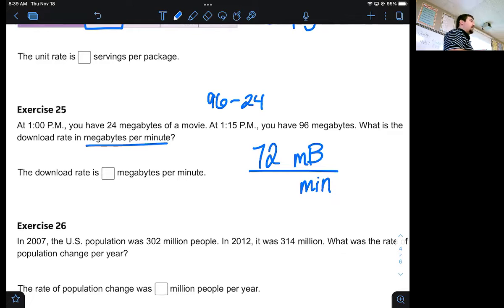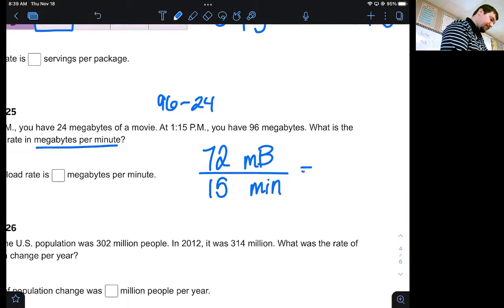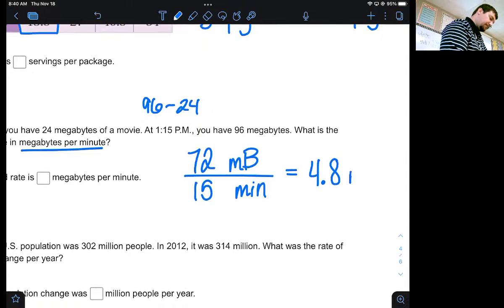Now, how many minutes went by? From 1 to 1:15 would be 15 minutes, right? So in a 15-minute time frame, we downloaded 72 megabytes of that movie. And so now we're ready to divide. Aiden, what do you get when you divide 72 by 15? Okay, and what's my label going to be? That's right. I'm all for abbreviating. You have to label. Okay, but I'm okay if you abbreviate with your labels. That's perfectly fine.